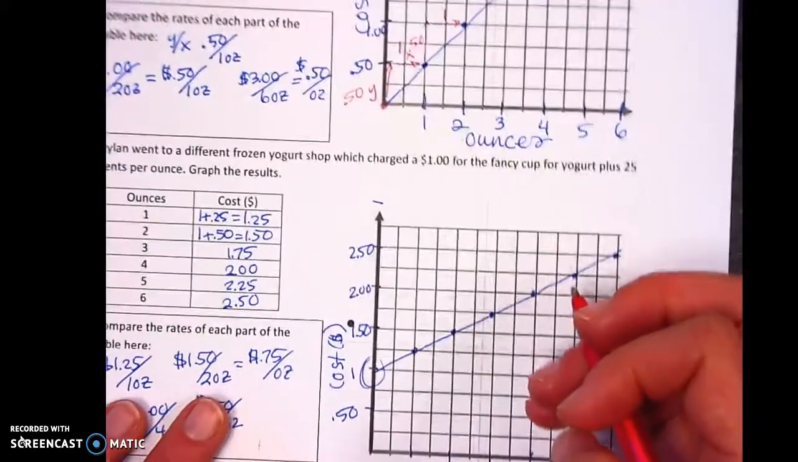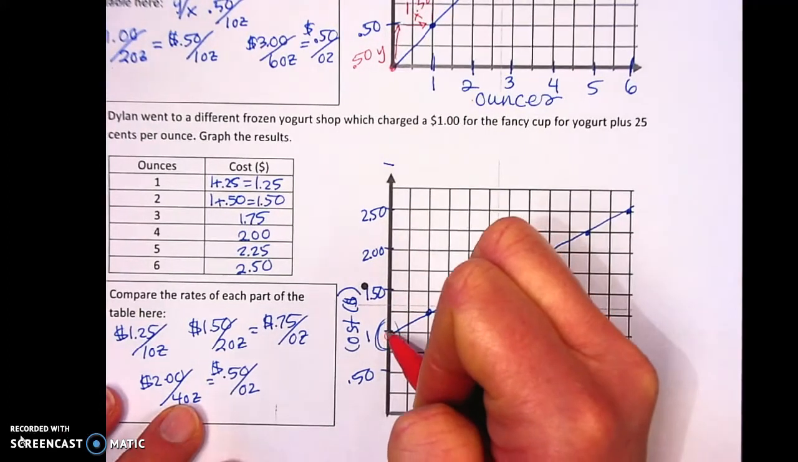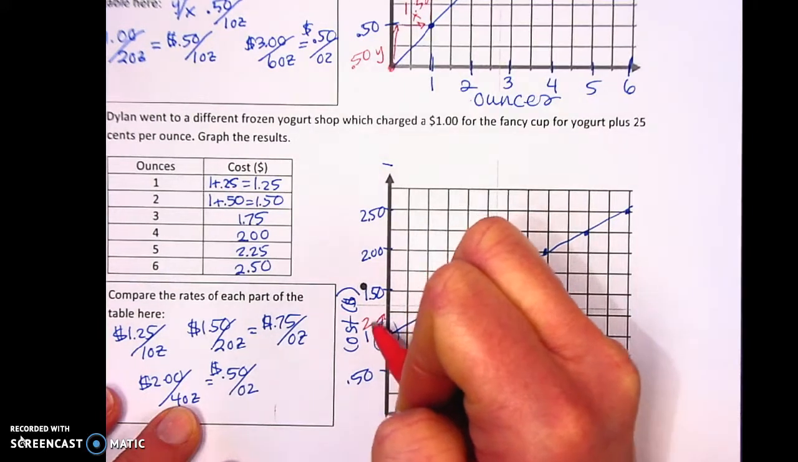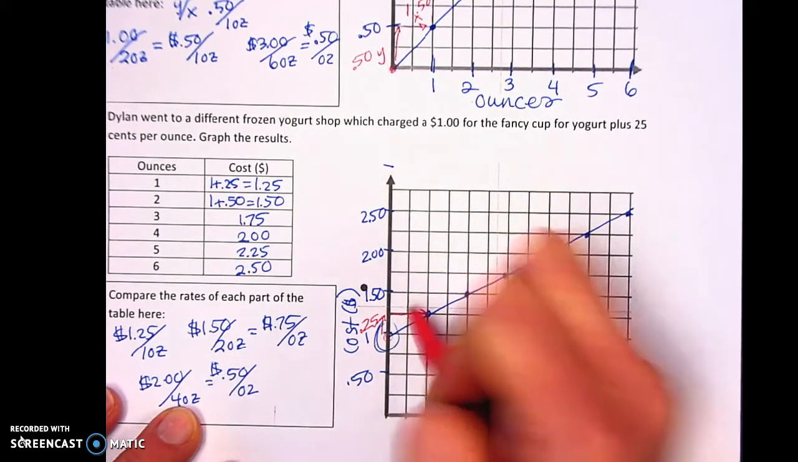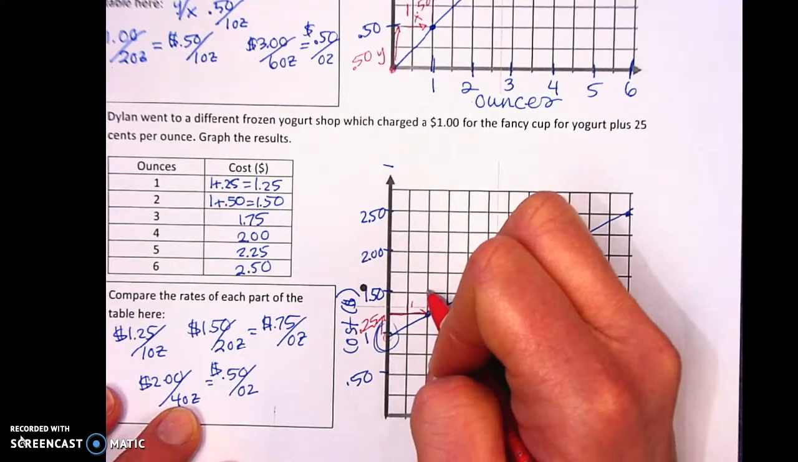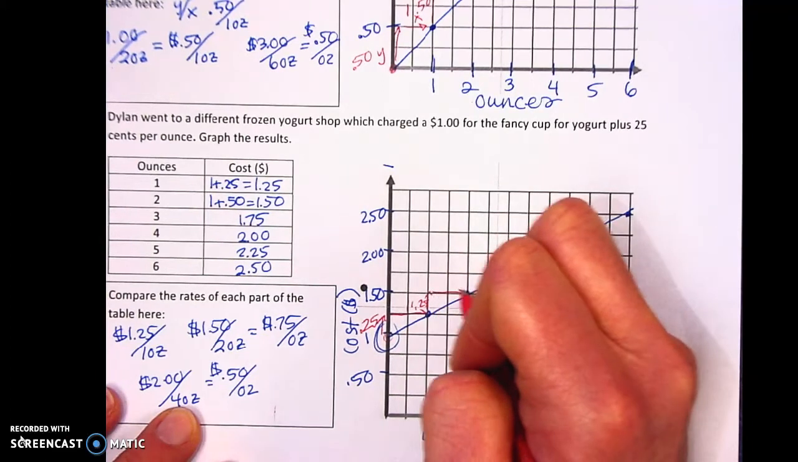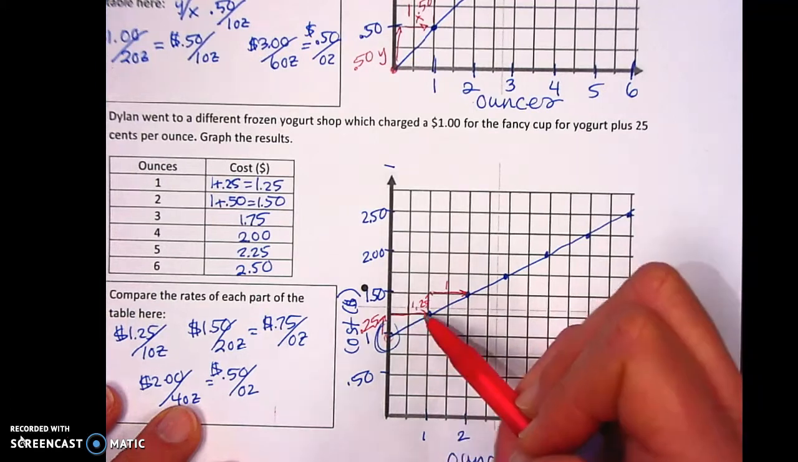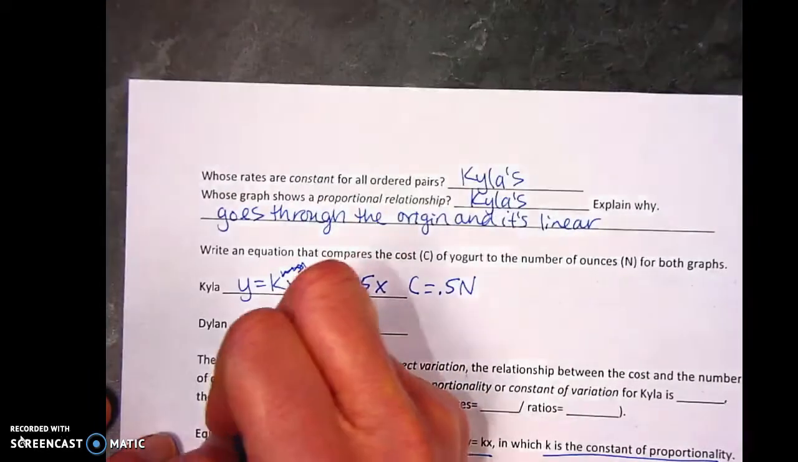Just like I did for Kyla, if I start here at the y-axis, if I go up to this point, I would be going up 25 cents in this case, and going over 1 ounce. When I go up again to the next point, I'd be going up 25 cents and over 1 ounce. This is really how we find slope, or the rate of change. 25 cents per 1 becomes just 25 cents, 25 cents over 1.